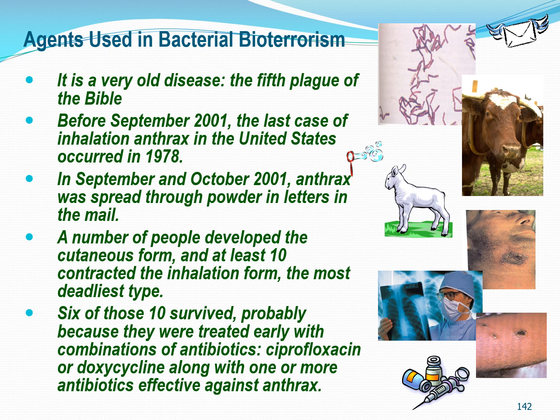Before September of 2001, the last case of inhalation anthrax in the United States occurred in 1978. Unfortunately, in September and October of 2001, anthrax was spread through powder and letters in the mail. A number of people developed the cutaneous form, and at least 10 contracted the inhalation form, the most deadly type. 6 of those 10 survived, probably because they were treated early with combinations of antibiotics, ciprofloxacin or doxycycline, along with one or more antibiotics effective against anthrax.